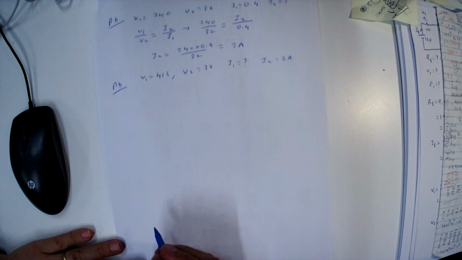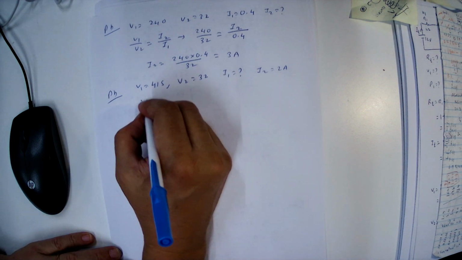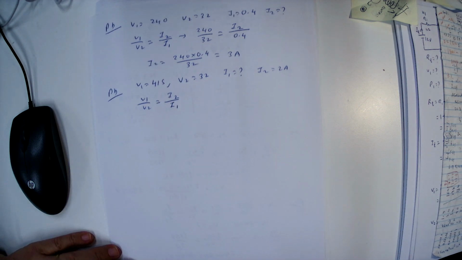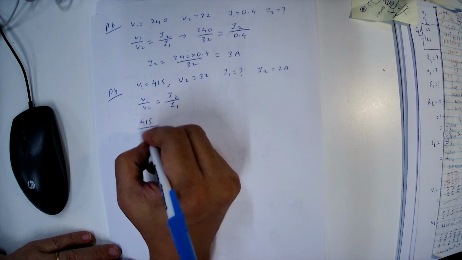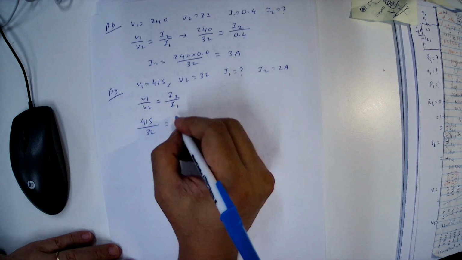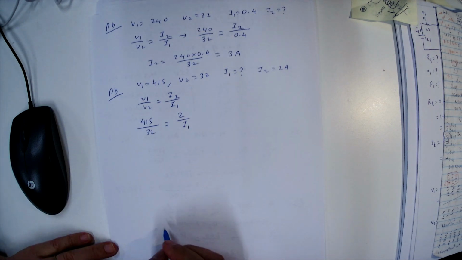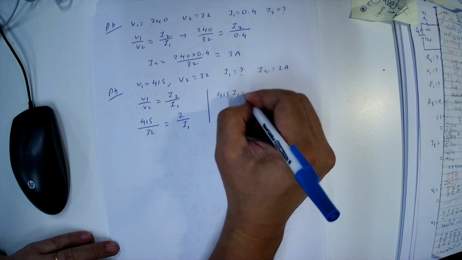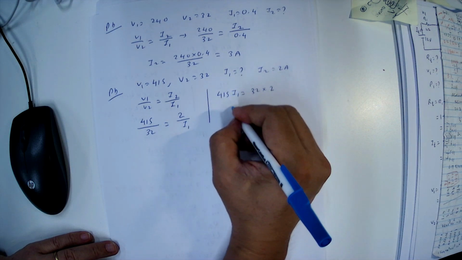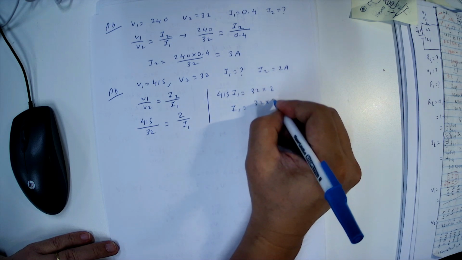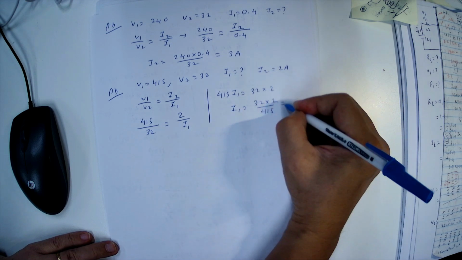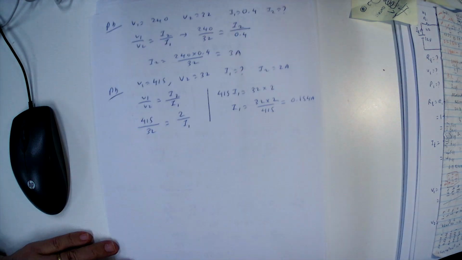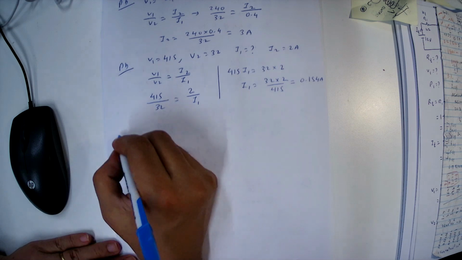So we write down the equation: V1 by V2 equal to I2 by I1. Then we substitute V1 is 415, V2 32, I2 2 ampere, I1 is unknown. So we do cross multiplication: 415 I1 equal to 32 multiplied by 2. So I1 equal to 32 multiplied by 2 divided by 415. So we got 0.154 ampere. So I1 we got is 0.154 ampere.